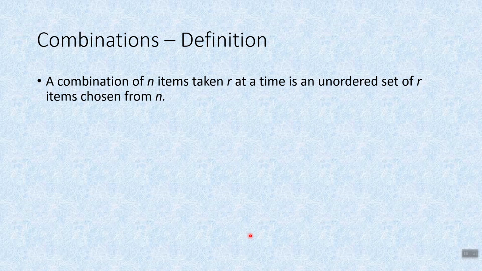Let's talk about the definition of what a combination is. A combination of n items taken r at a time is an unordered set of r items chosen from n.